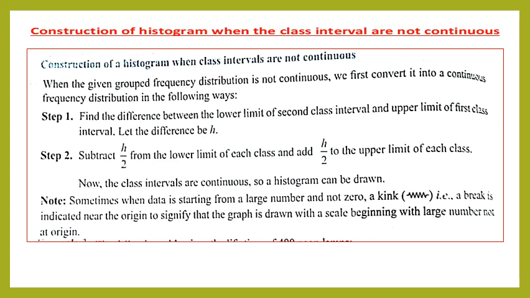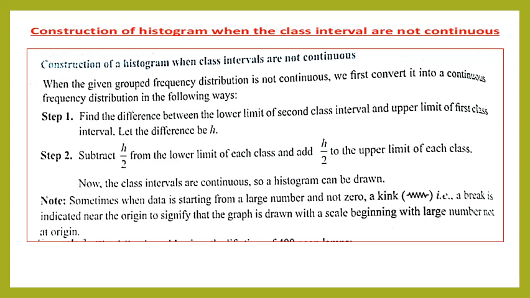Step 1. Find the difference between the lower limit of the second class interval and upper limit of the first class interval. Let the difference be h. Step 2. Subtract the h by 2 value from the lower limit of each class and add h by 2 value to the upper limit of each class. Now the class intervals become continuous, so we can draw the histogram.